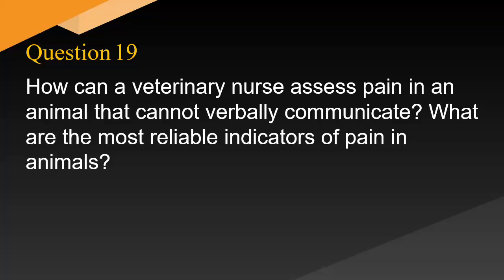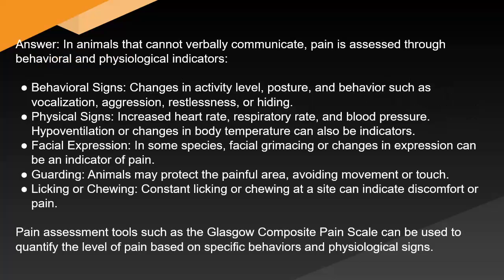How can a veterinary nurse assess pain in an animal that cannot verbally communicate? What are the most reliable indicators of pain in animals? Answer: in animals that cannot verbally communicate, pain is assessed through behavioral and physiological indicators. Behavioral signs: changes in activity level, posture, and behaviors such as vocalization, aggression, restlessness, or hiding. Physical signs: increased heart rate, respiratory rate, and blood pressure, hypoventilation, or changes in body temperature can also be indicators. Facial expression: in some species, facial grimacing or changes in expression can be an indicator of pain.